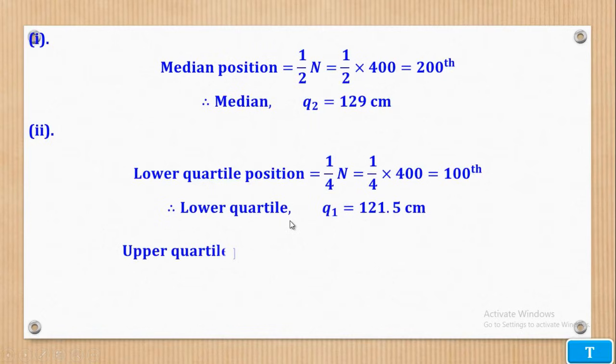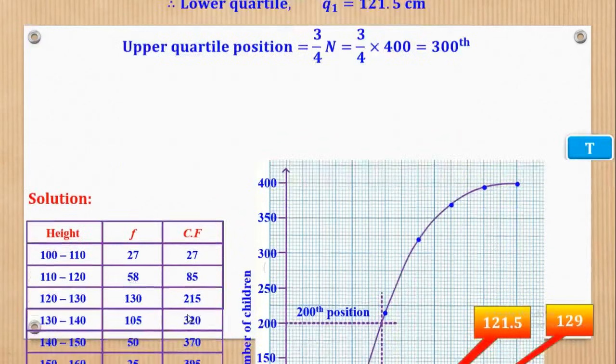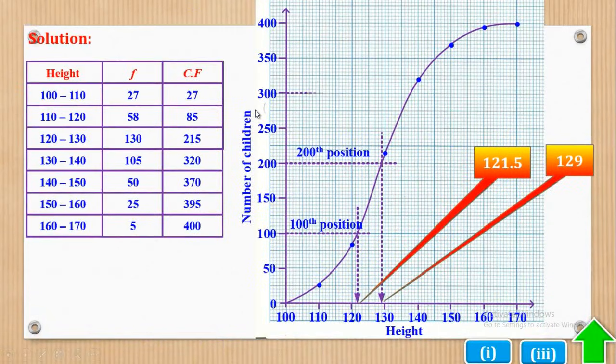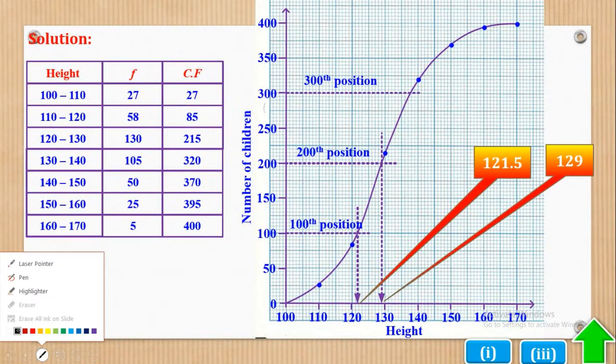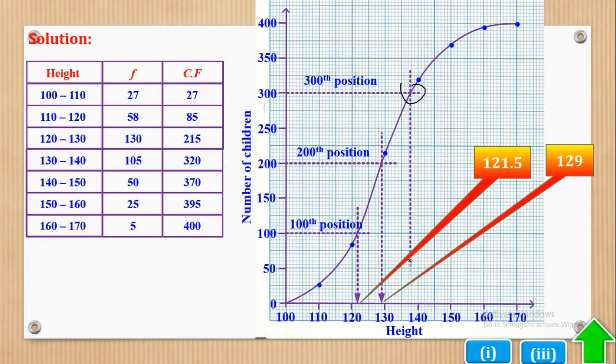Then next we also need the upper quartile. So the upper quartile position is 300. So we shall come here and do the same, locate 300, draw a horizontal line to meet the curve. It meets at this point, so draw a perpendicular from that point to meet the horizontal axis and read off this value, and that value will be 137.5. So that will be your upper quartile.